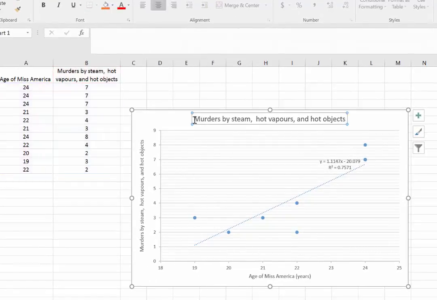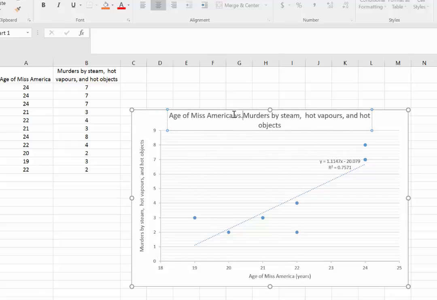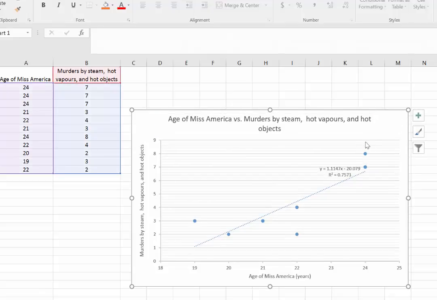And then for the title, we don't only want the Y value, we want Age of Miss America versus Murders by Steam, Hot Vapors, and Hot Objects. Okay, and then there we have our regression line, the dotted line. The equation of the regression line is right there. And there's the coefficient of determination, the R squared value.